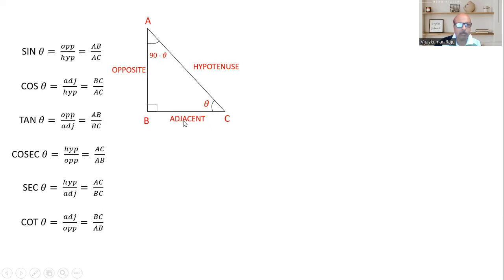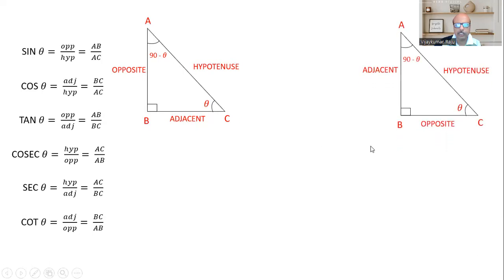So this becomes the opposite. So the figure will be like this now. So here the opposite, and here this will be adjacent. So my angle is, with respect to 90 minus theta, let us write the 6 ratios again.